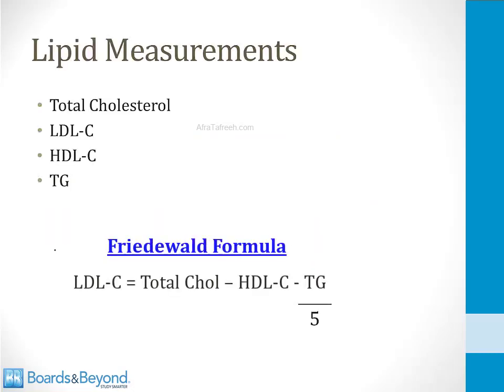Shown on the screen are the four measurements that are routinely obtained in the clinical setting to assess a patient's lipid status. We routinely measure patients' total cholesterol. We measure their LDL-C cholesterol. This is the level of cholesterol associated with LDL particles. You'll hear people refer to a high LDL level or a low LDL level, but actually we don't routinely measure the number of LDL particles. Instead, what we measure is the amount of cholesterol associated with LDL particles. We also measure the amount of cholesterol associated with HDL particles, and then finally, we measure the amount of triglycerides.